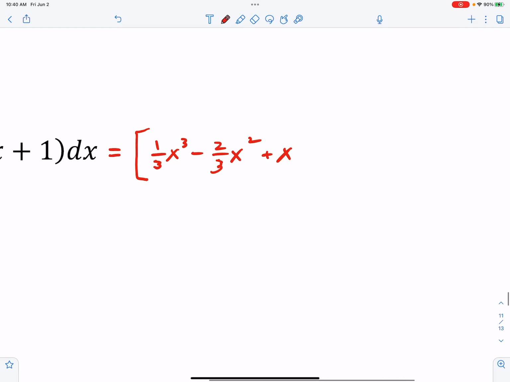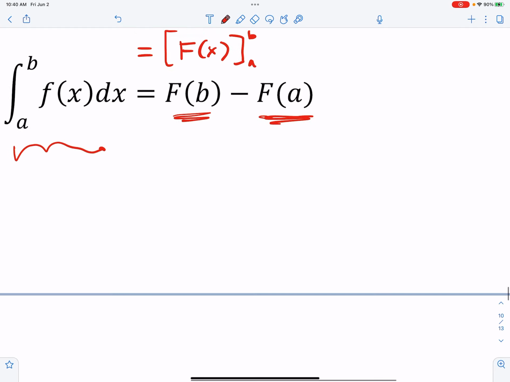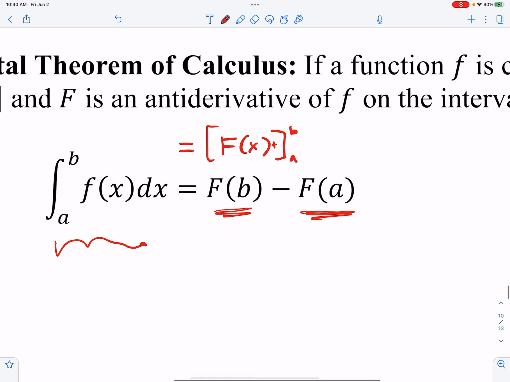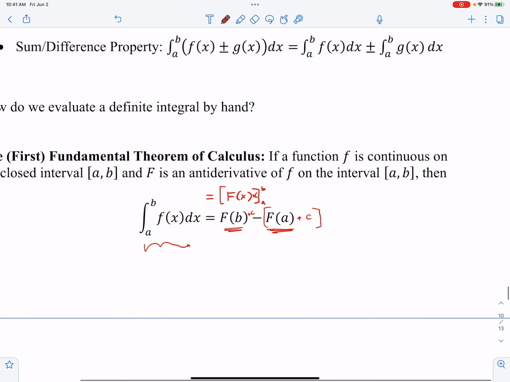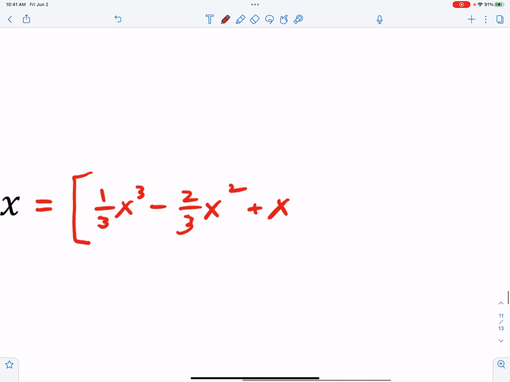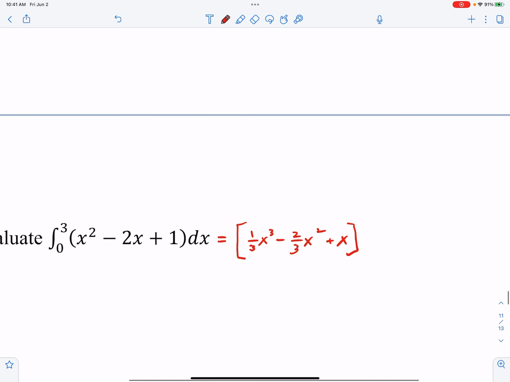Now, we would normally put plus c, but notice that if we put plus c here, and then you did capital F of b, you would end up with a plus c, and then you would be subtracting the plus c that goes with capital F of a, and the c's would always end up canceling. So for definite integrals, you do not have to put a plus c. And our limits of integration are from 0 to 3.